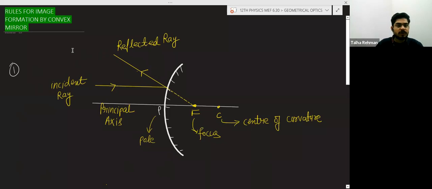So the first rule for the convex mirror is a ray of light incident parallel on the convex mirror is reflected back, and when it is produced backward, it will meet the focus on the principal axis. Remember this point. This is for the convex mirror.